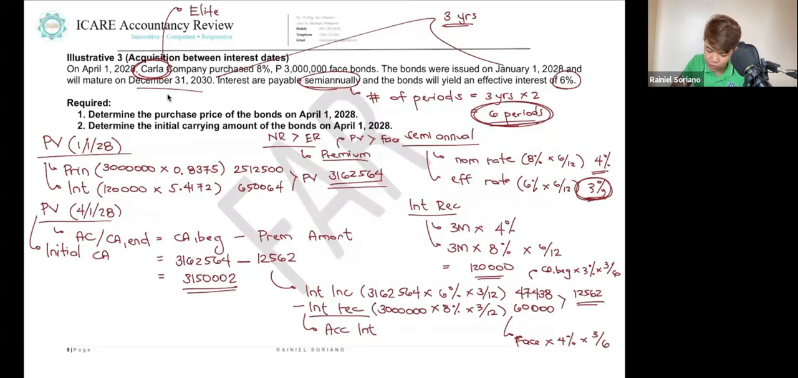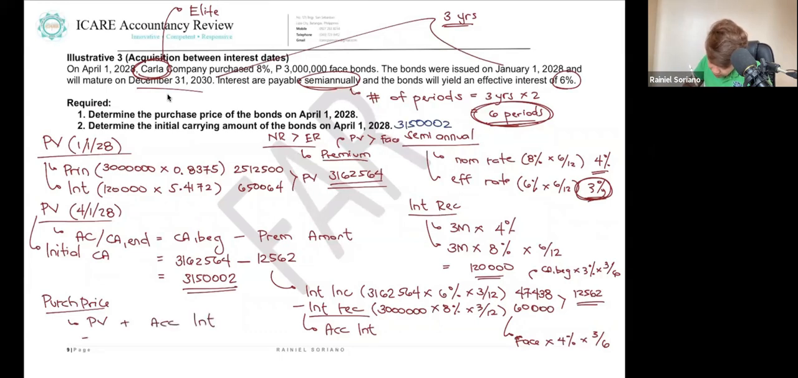Okay? So final answer, requirement number 2. Again, requirement number 2 na yung tinatanong, determine the initial carrying amount of the bonds on April 1. Final answer is 3,150,002. Okay? Now, ano tinatanong sa number 1? Determine the purchase price. So once again, sabi ko kanina, purchase price is different because purchase price is equal to the present value plus accrued interest. Okay? So ang ibig sabihin, this is equal to the present value of 3,150,002 plus the accrued interest na 60,000 pesos.